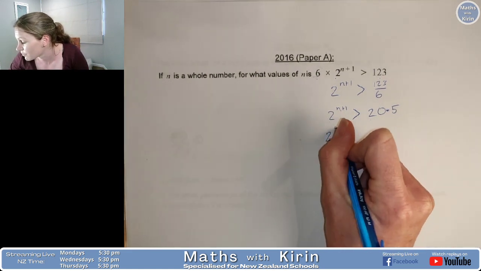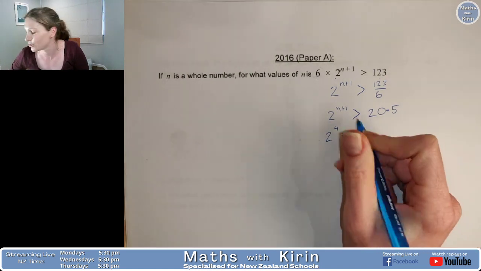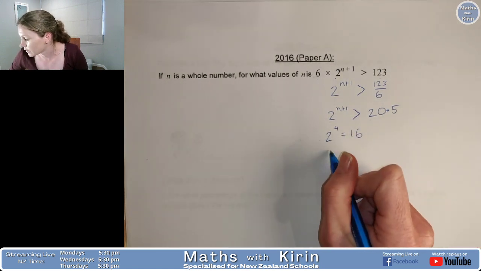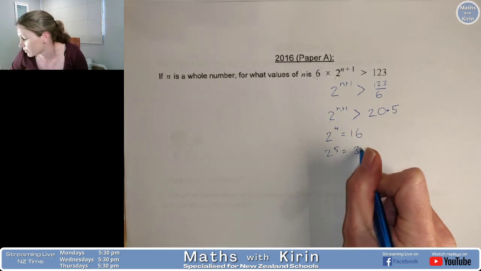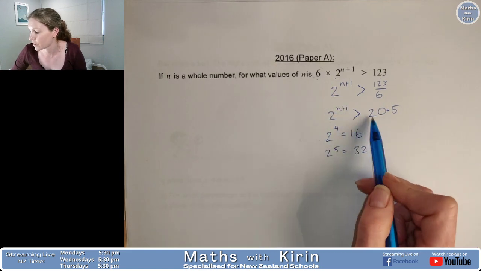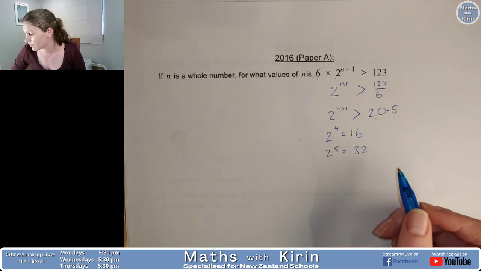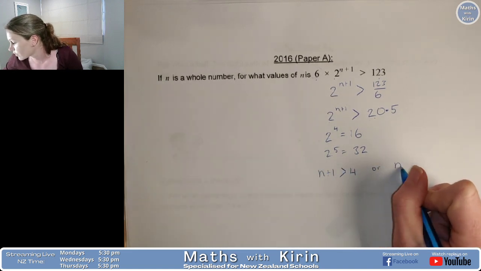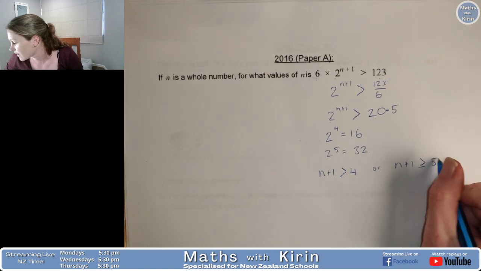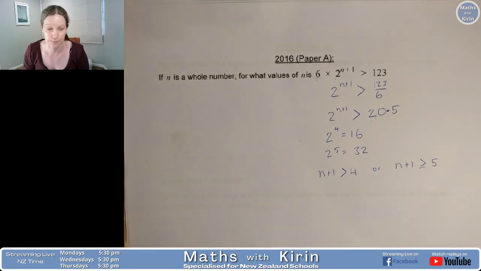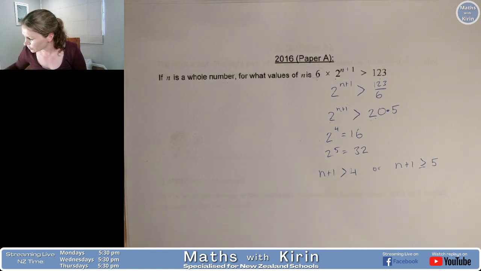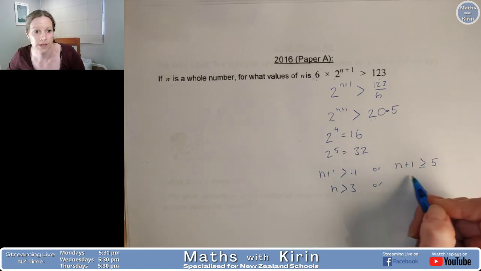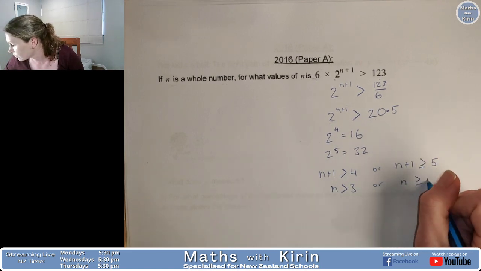Now we might remember from yesterday, if we don't work it out, 2 to the power of 4: 2 times 2 is 4, times 2 is 8, times 2 is 16. And 2 to the power of 5 is therefore 32. Now we need 2 to this power to be bigger than 20.5. So that means that n plus 1 has to be bigger than 4, or you could write n plus 1 is bigger than or equal to 5, remembering that we're told n has to be a whole number. Okay, so when you solve it, n has to be bigger than 3, or if you prefer this expression, n has to be bigger than or equal to 4.